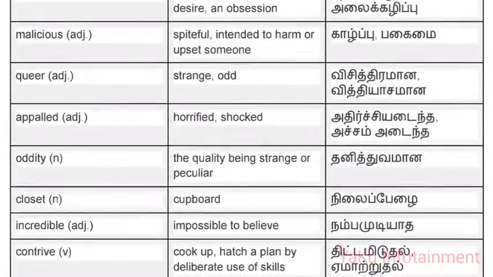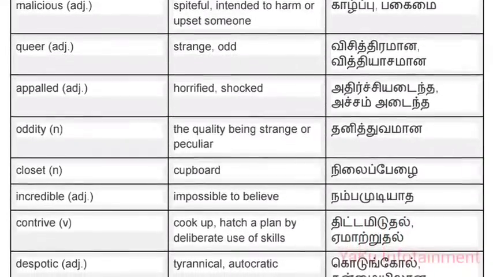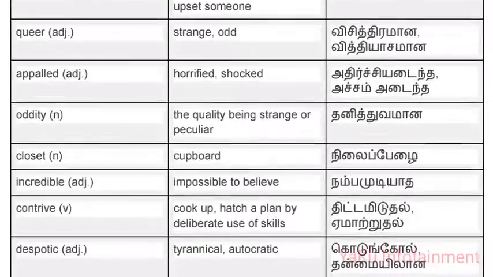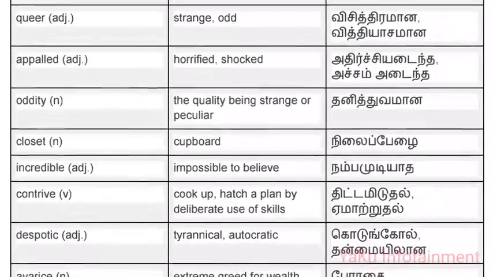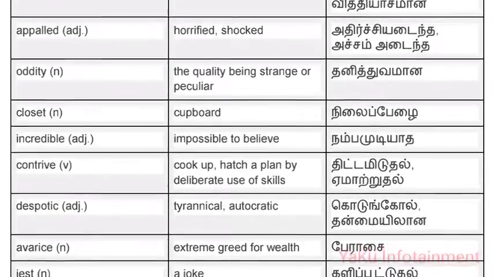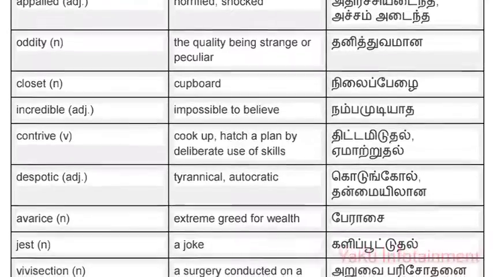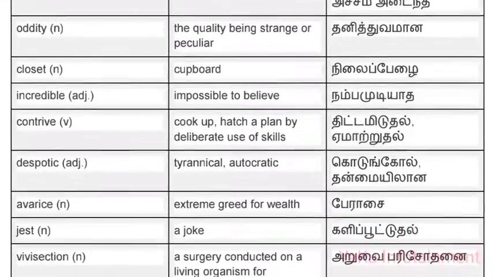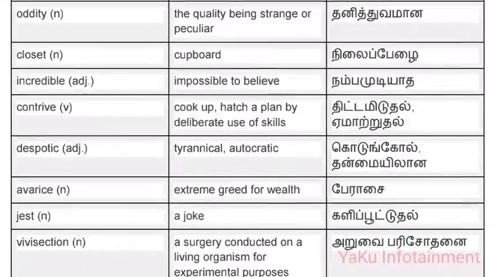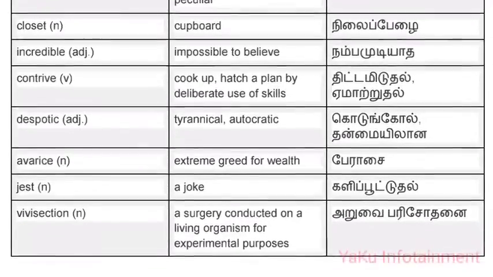Oddity: the quality of being strange or peculiar. Closet: cupboard. Incredible: impossible to believe. Contrive: cook up, hatch a plan by deliberate use of skills. Despotic: tyrannical, autocratic. Avarice: extreme greed for wealth. Jest: a joke. Vivisection: a surgery conducted on a living organism for experimental purposes.